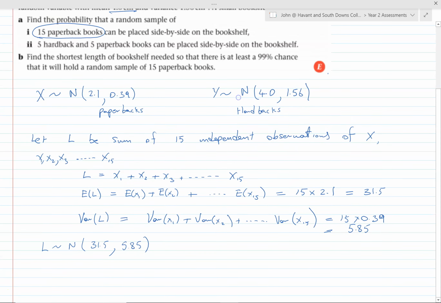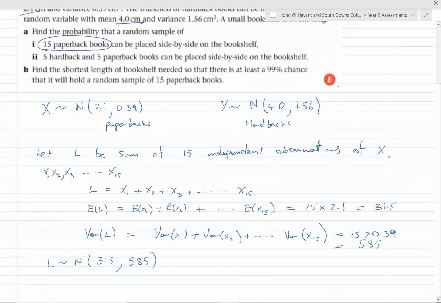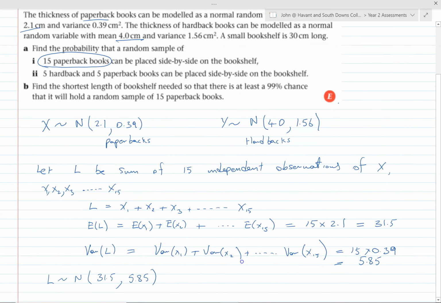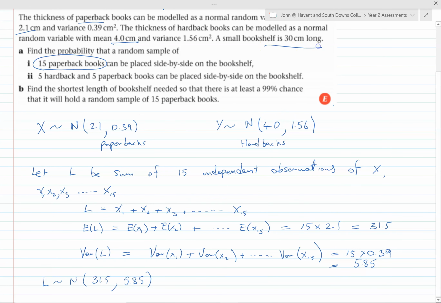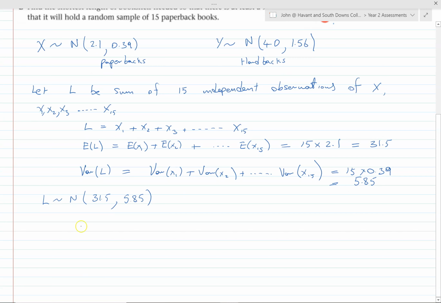So now it's pretty straightforward. We want the probability that 15 books will fit on the shelf, and the shelf is 30 centimeters long. So we need the length of these 15 books to be less than 30. So we want the probability that L is less than or equal to 30. It's arbitrary whether I use a strict or inclusive inequality because it's a continuous distribution, but I've put an inclusive inequality. It doesn't really make any difference.